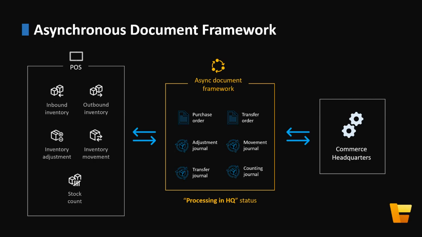By utilizing this processing framework, after you submit an inventory document or request from a point of sale operation to headquarters, that document will be initially placed in the processing in HQ status. And you don't have to wait for its completion. You're free to move on to other tasks, for example, to help customers with sales transactions while the processing occurs in the background. And you can come back to check the status of the document in the corresponding POS inventory operation. If a document processing fails, then POS users will have a chance to make a correction to it as needed and then retry the submission.